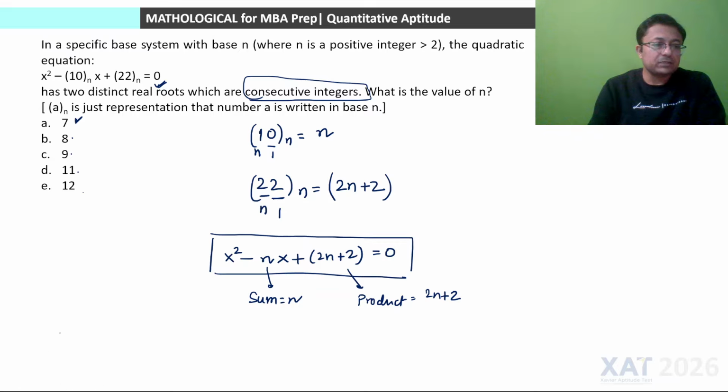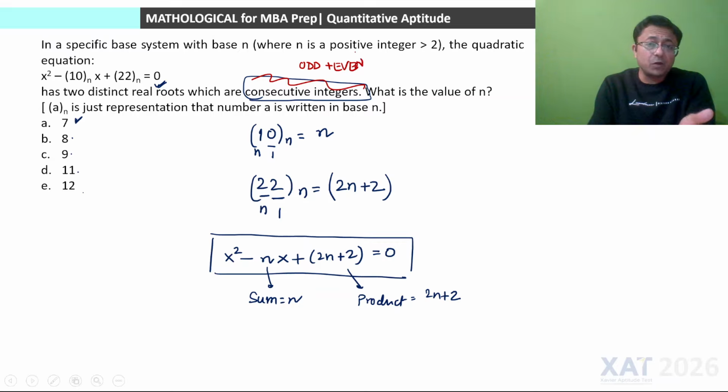अब एक बात बताओ, अगर रूट्स हमारे कॉन्सेक्यूटिव इंटीजर्स हैं तो एक रूट ऑड होगा और एक इवन होगा. या तो फर्स्ट विल बी ऑड, सेकंड विल बी इवन, और फर्स्ट विल बी इवन, सेकंड विल बी ऑड. बट ईदर वे सम विल ऑलवेज बी ऑड. ये बात तो पक्की है कि सम विल डेफिनेटली बी ऑड, यानी कि n मस्ट बी ऑड. n तो ऑड ही होगा.